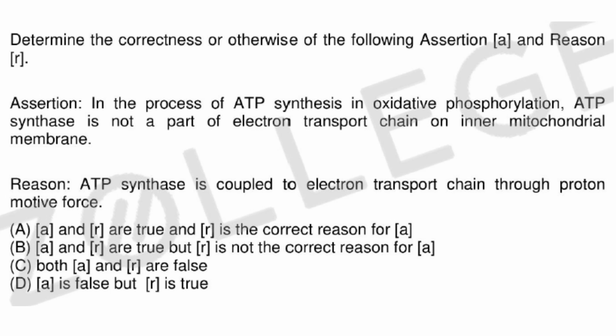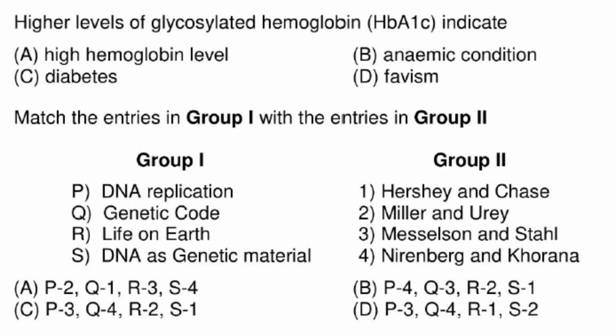So the answer here is option A. Then next one, higher levels of glycosylated hemoglobin HbA1c indicate. So HbA1c refers to glucose attached to hemoglobin in the red blood cells, and it is a blood test measuring average blood glucose over 2 to 3 months. Okay, so higher HbA1c will indicate that the person is having diabetes. Answer is option C.